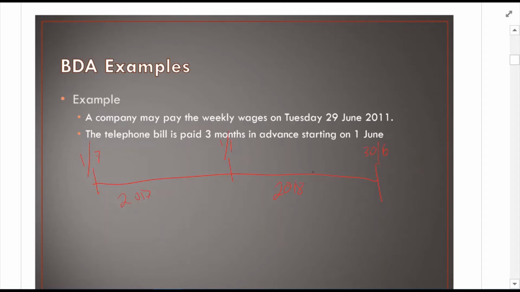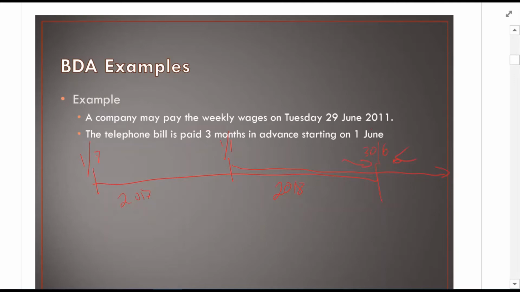Okay, so sometimes we may have to pay weekly wages and start on them. Sometimes we have telephone bills paid 3 months in advance. Sometimes we have insurance, so it might be paid for a year, and sometimes we pay insurance, say, on the 1st of January, and it's good for 12 months. So it will extend out beyond the end of the financial year. So we need to recognise as accountants how much of it belongs in that financial year and how much of it belongs in this financial year.